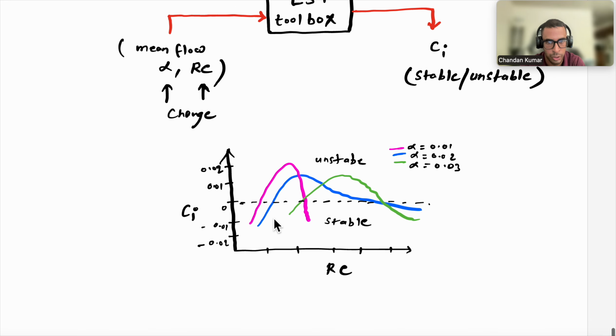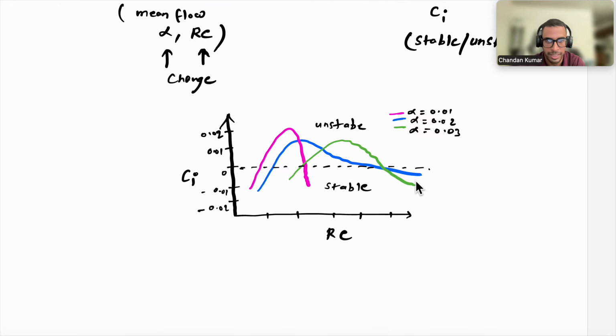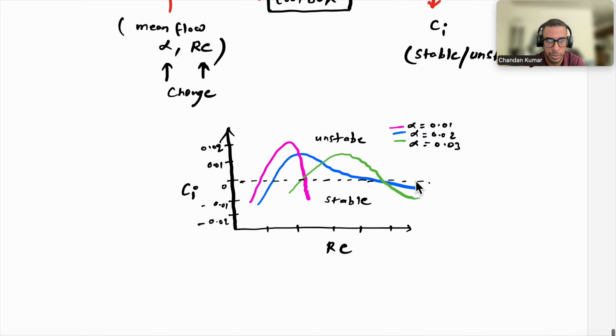So this is basically a schematic showing how the growth rate looks with the Reynolds number for different alpha. So this is all about the stability. Now I think it is a good time to get into the code and look at how this works.